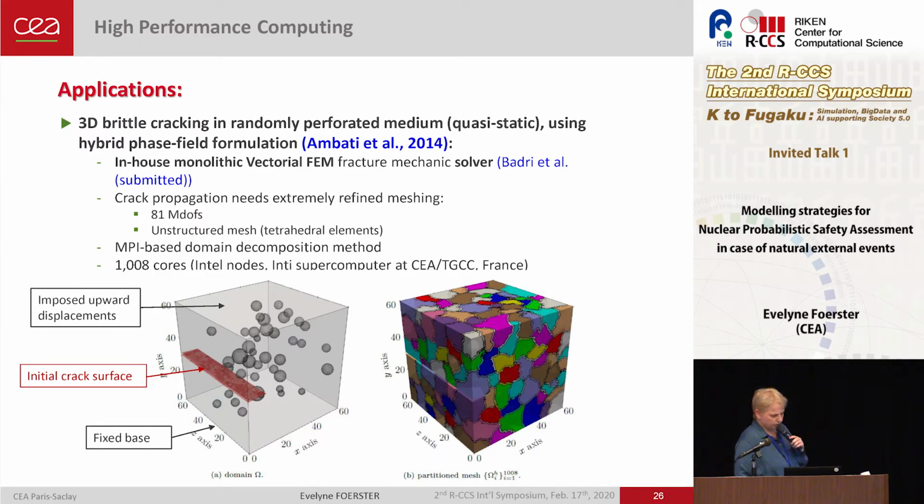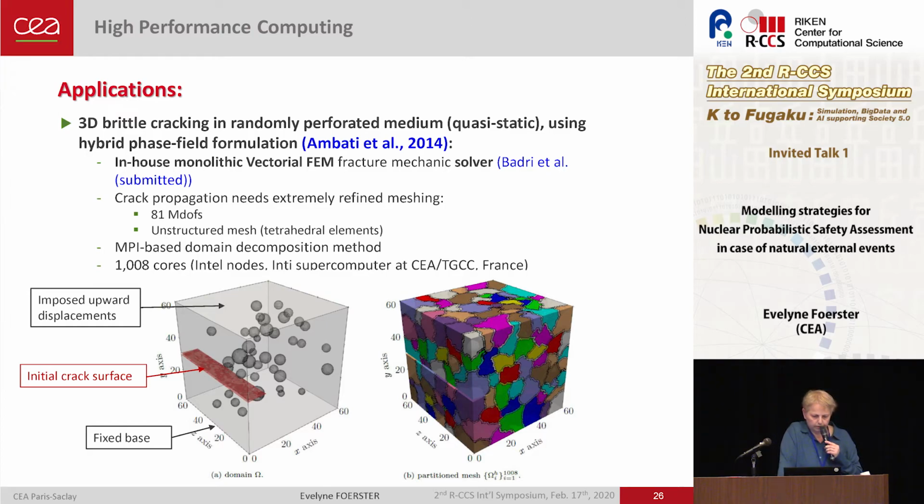So the applications so far have been on damage mechanics and earthquake engineering. For instance, this is an example of a 3D brittle cracking in a randomly perforated medium, which was done in a static case. It was not dynamic in this case. And we were using what we call a hybrid phase field formulation, so a specific formulation for damage mechanics.